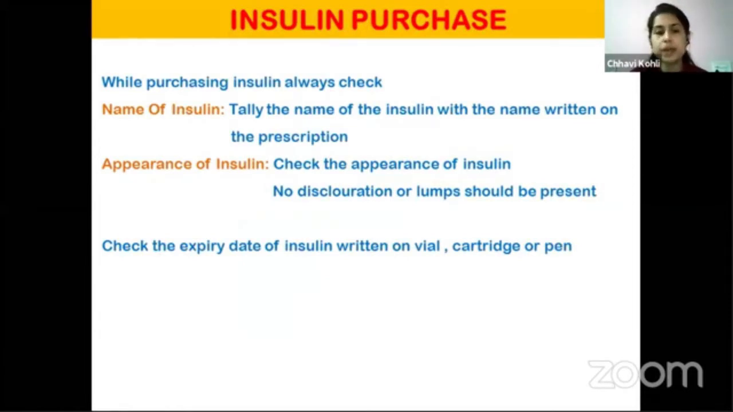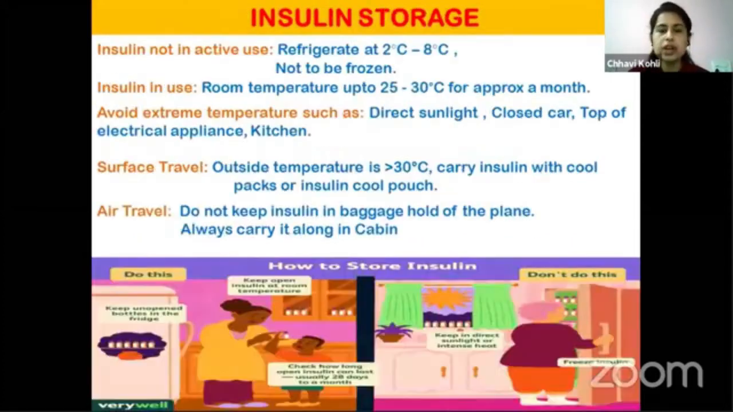They should also check the appearance of insulin for any discoloration or any lumps present in the vials or the cartridges. Also, the expiry date of insulin, which is written on the vial, cartridge or pen, should be checked. Insulin should not be taken beyond the expiry date. Now, coming to storage. Once purchased, it is important to store insulin at the right temperature.